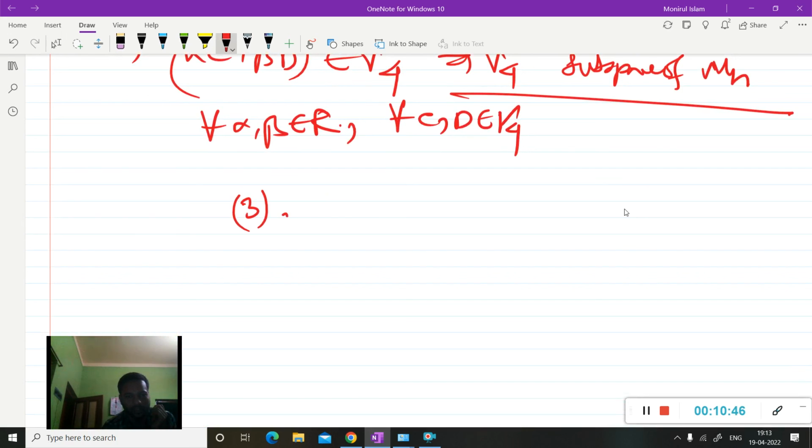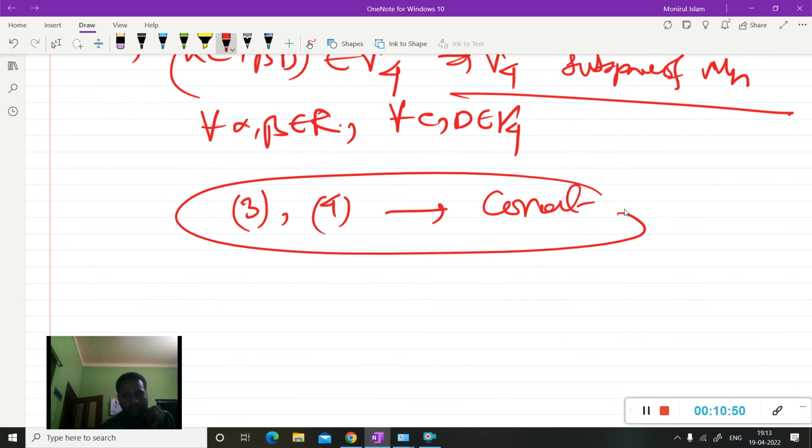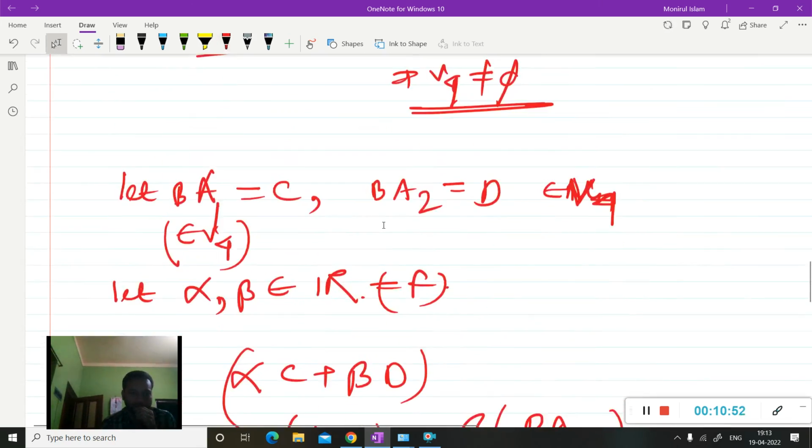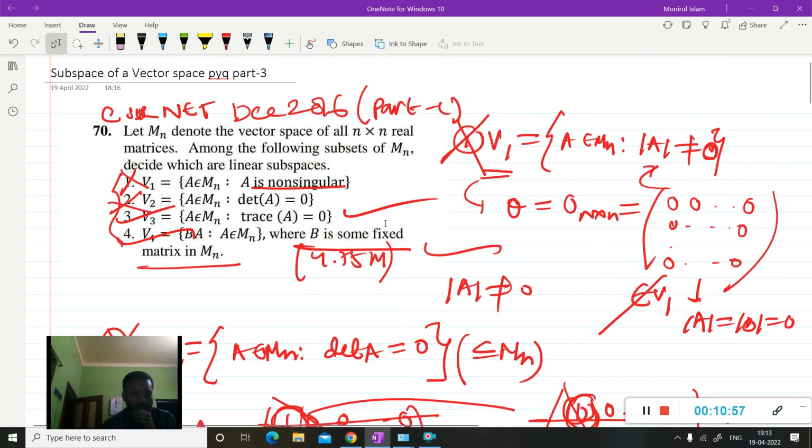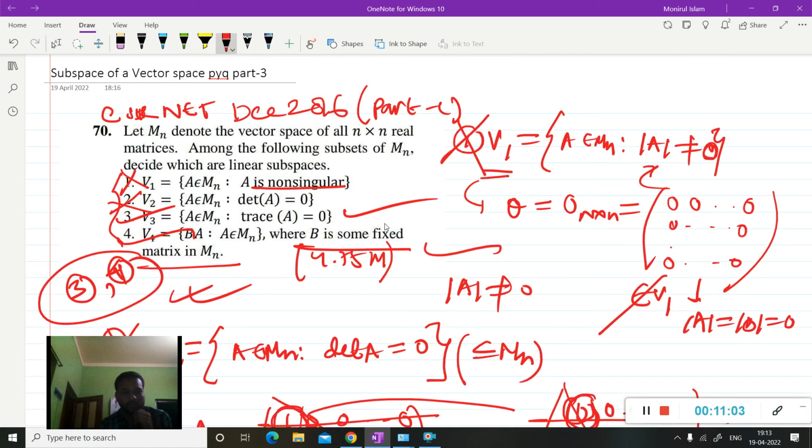In this question the correct options are option 3 and 4. It is a multiple select (MSQ) question type, so more than one option can be correct. So the correct options are 3 and 4.